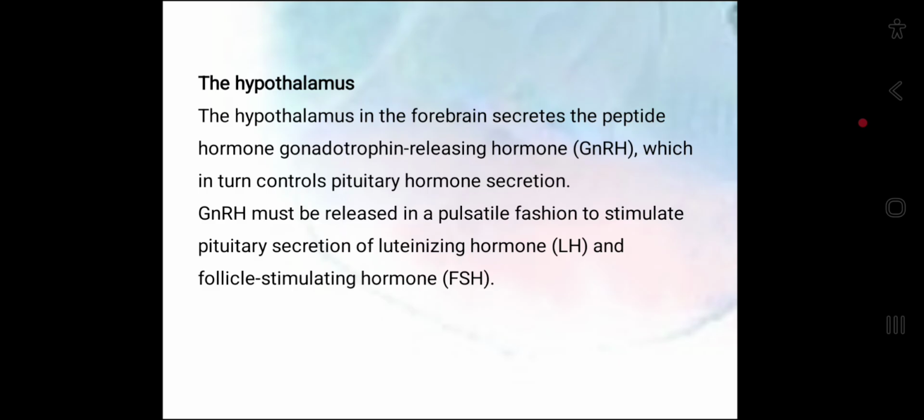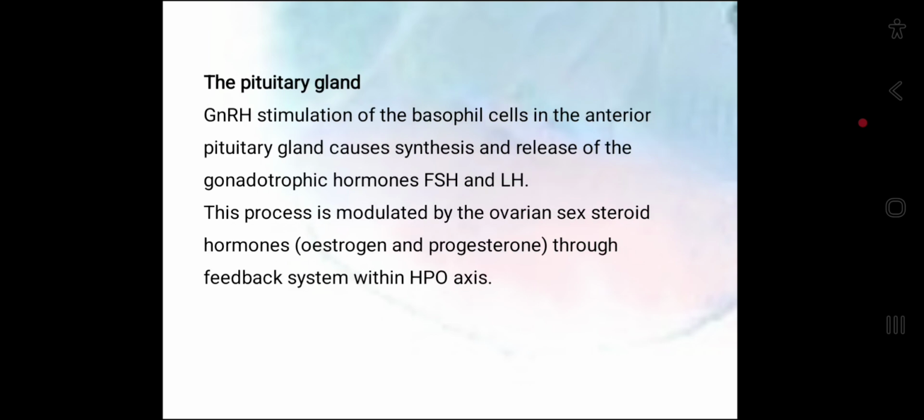So, the hypothalamus secretes a peptide hormone, gonadotropin-releasing hormone, which in turn stimulates the pituitary to secrete gonadotropins. Gonadotropin-releasing hormone must be released in a pulsatile fashion to stimulate the pituitary to secrete gonadotropins, which stand for luteinizing hormone LH and follicle stimulating hormone FSH. The pituitary gland, which is stimulated by gonadotropin-releasing hormone, stimulates basophil cells in the anterior pituitary gland. The pituitary gland is divided into anterior and posterior pituitary gland. Gonadotropins are released from the anterior pituitary gland.